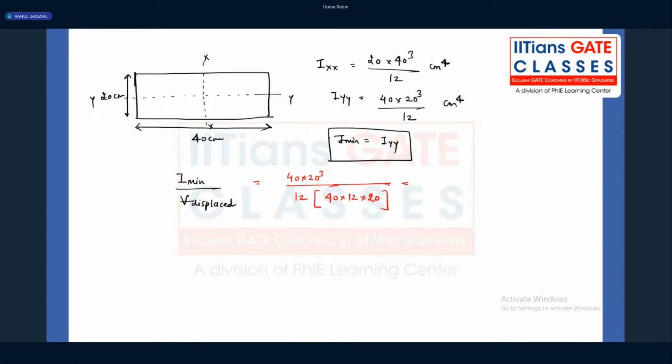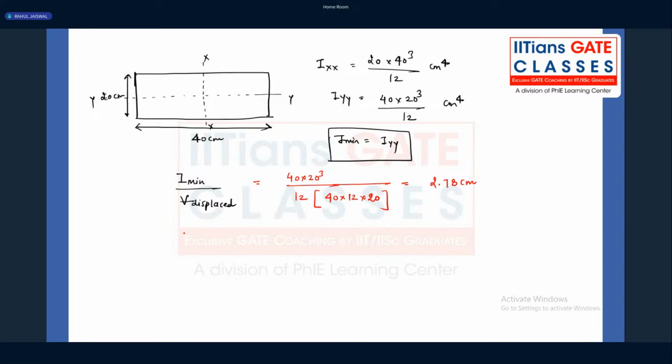If you try to calculate in centimeter, what is the value you are going to get? 40 into 20 whole cube divided by 12 divided by 40 divided by 12 divided by 20. So you are going to get 2.78 centimeter approximately. So that is the value of I minimum by volume displaced.